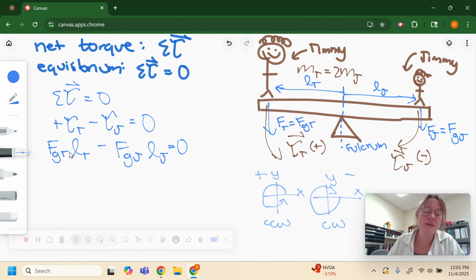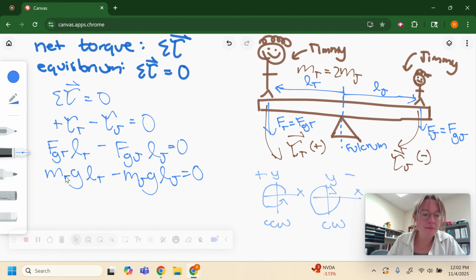First of all here, do you see that we don't have to do anything with the parallels here, because the line of action where the force is applied is already nice and parallel to the length of the lever arm, so we feel good about this situation. But now we were not given their weights, so we have to change this into things that we do know. We're going to change this into the mass of Timmy times G times the length of Timmy's lever arm minus the mass of Jimmy times G times the length of Jimmy's lever arm. That's going to equal 0.